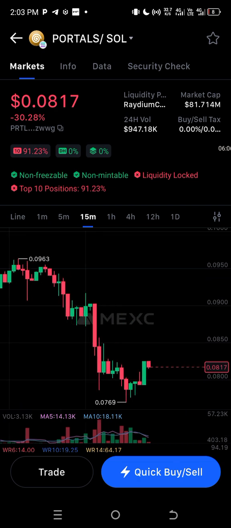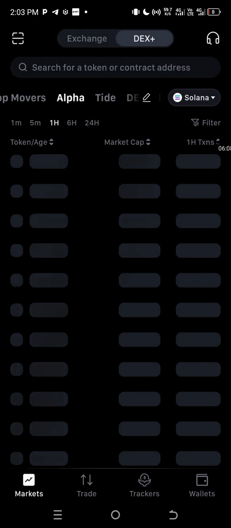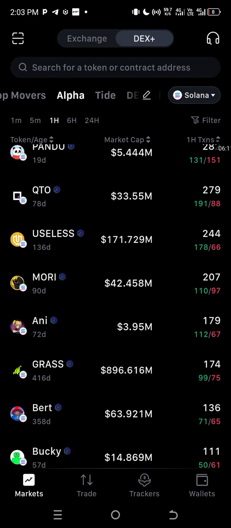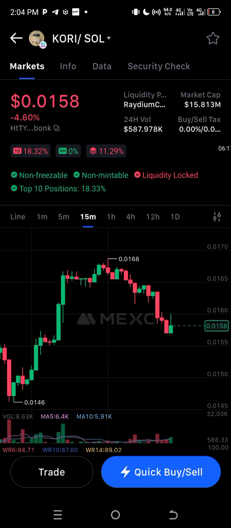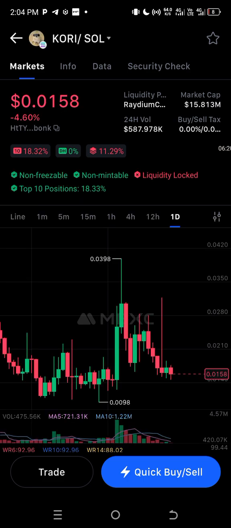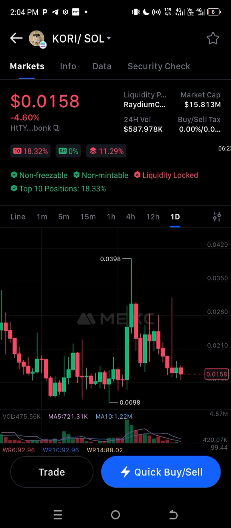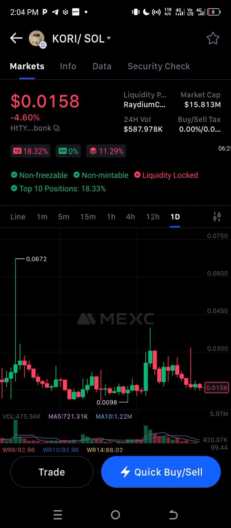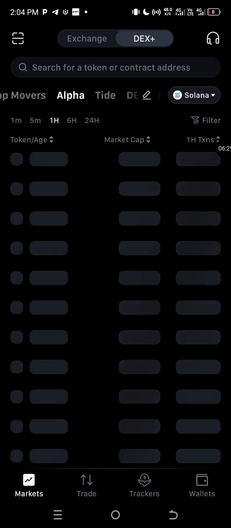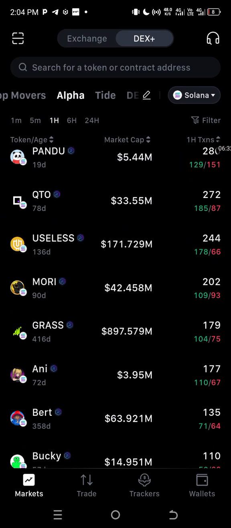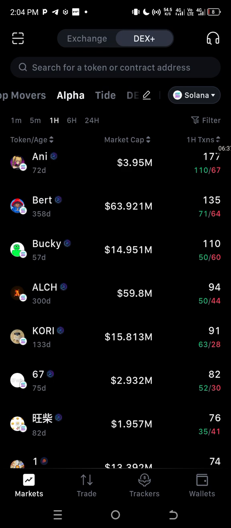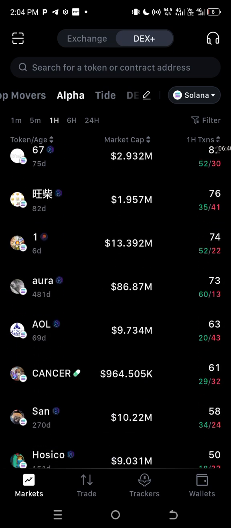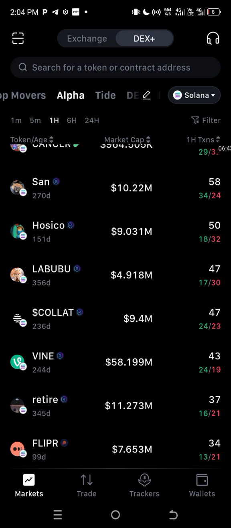Okay, if we plot out our, okay, let me look for another one. Corey. Are we bullish or bearish? Absolutely, we're bearish on this asset. Bearish. I'm looking for a bullish one. Okay. Useless, no. Grass, no. Most of them are under Solana. Labubu. I think Labubu or fine.